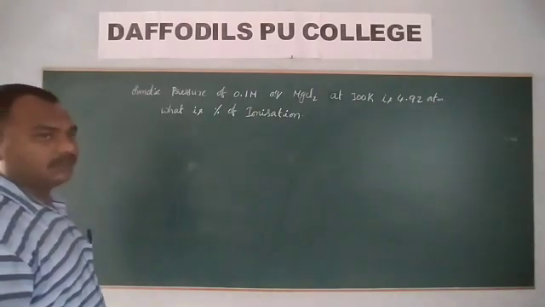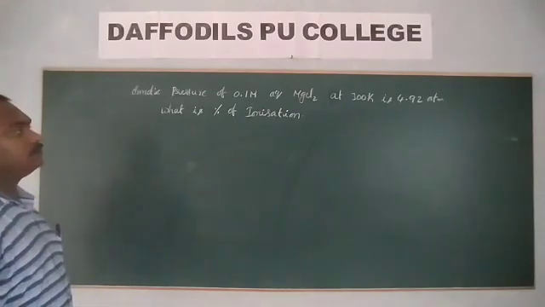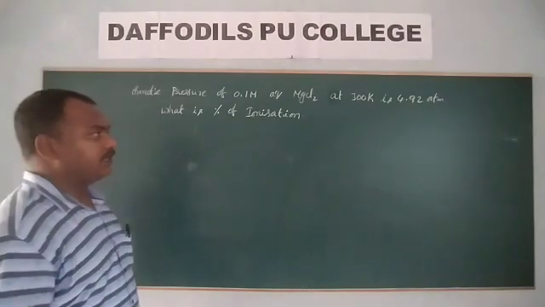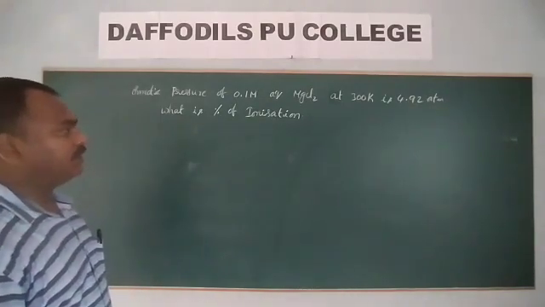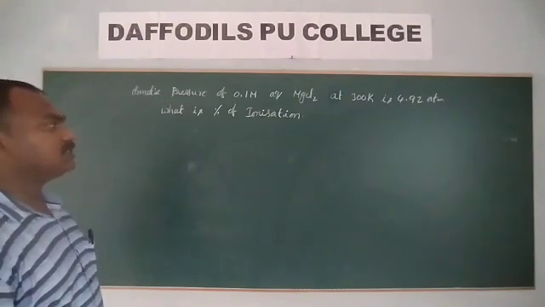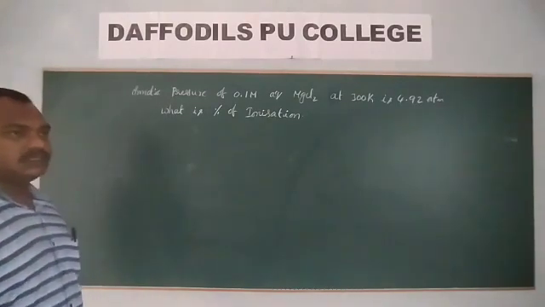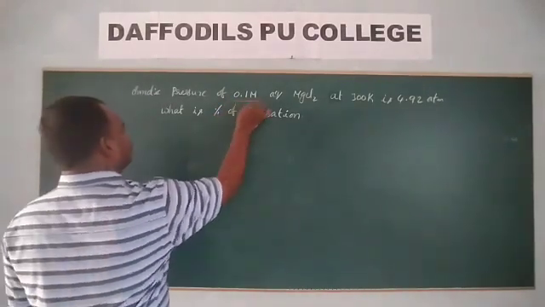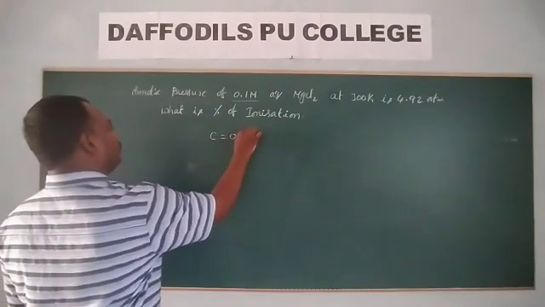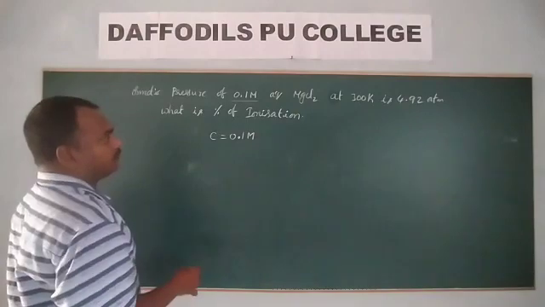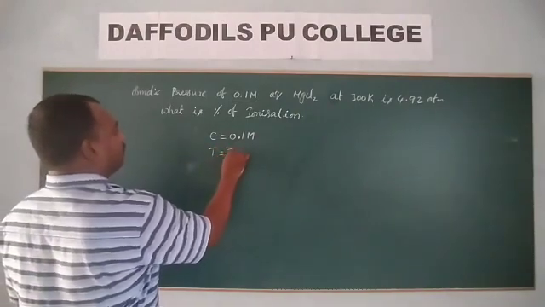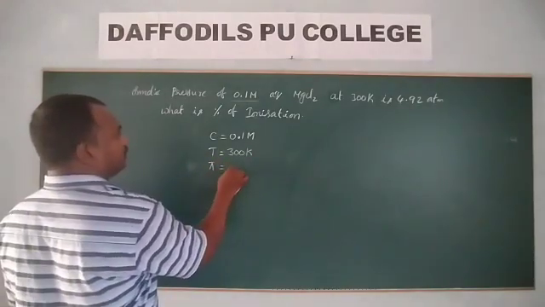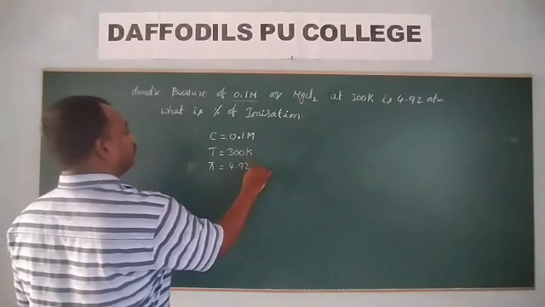The next question is: osmotic pressure of 0.1 m aqueous magnesium chloride at 300 Kelvin is 4.92 atmosphere. What is the percentage of ionization? So that is the question. First write down whatever is given in the problem. Concentration is given, C is equal to 0.1. Temperature is 300 Kelvin. Osmotic pressure is 4.92 atmospheres.